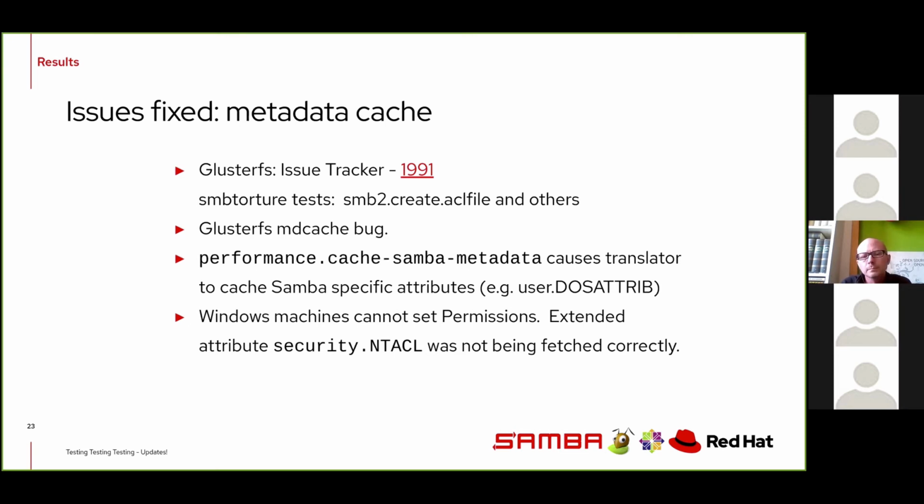Another place where we saw this particular problem is on Windows machines, which were trying to change permissions on files. They were changing permissions on files, but immediately on looking them up again, those permissions were not set. This was fixed by just disabling the performance cache Samba metadata option. This particular problem was because the extended attribute security.NTACL was not being fetched correctly.